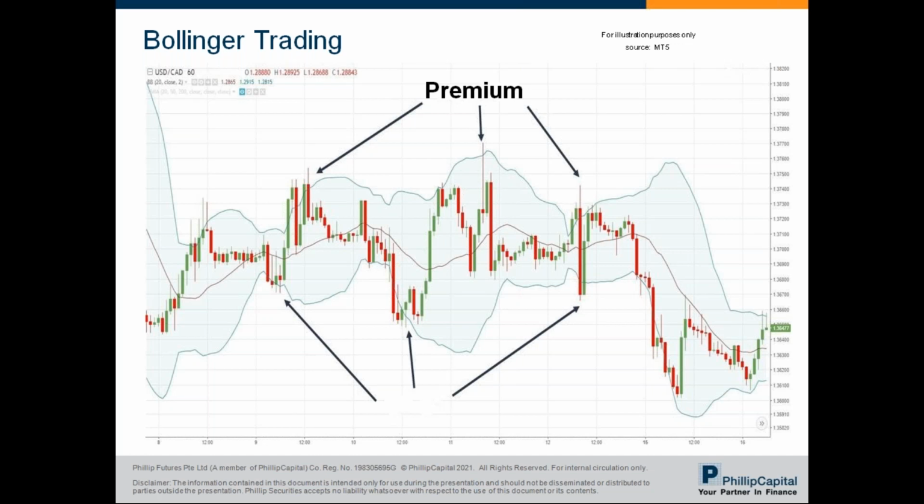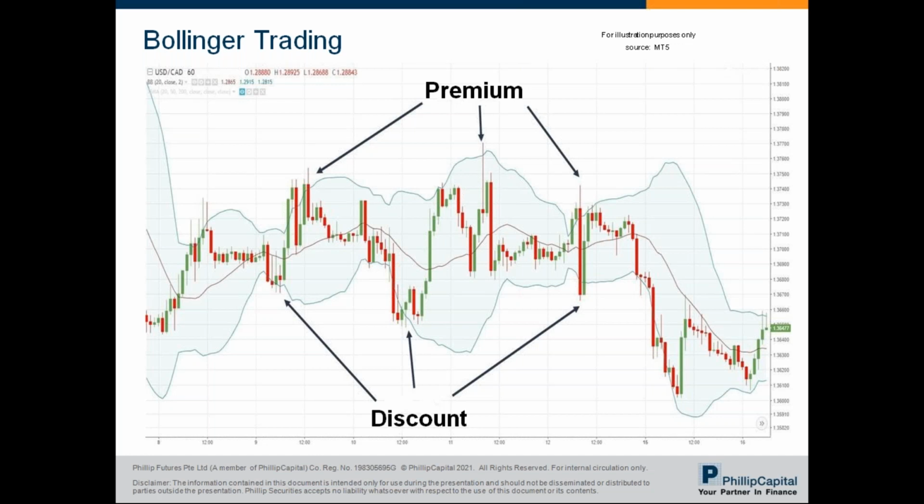Okay, so for prices that trade below, for those who are familiar, prices are considered to be traded at a cheaper price, or trading at a discounted price compared to the premium price or compared to the moving average prices. Okay, so these are the interpretations of the moving averages.